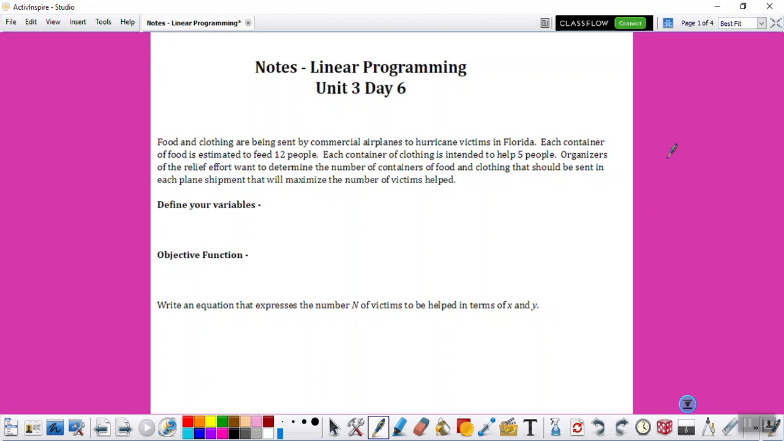So the first thing we need to do is determine our variables. What's going to be X and what's going to be Y. And since we're trying to determine the number of food containers and the number of clothing containers, I'm going to make X food and Y clothing.